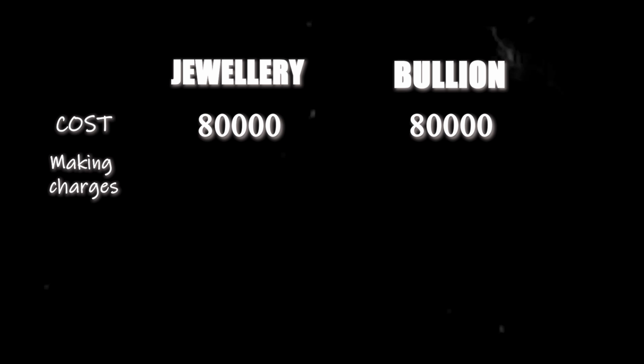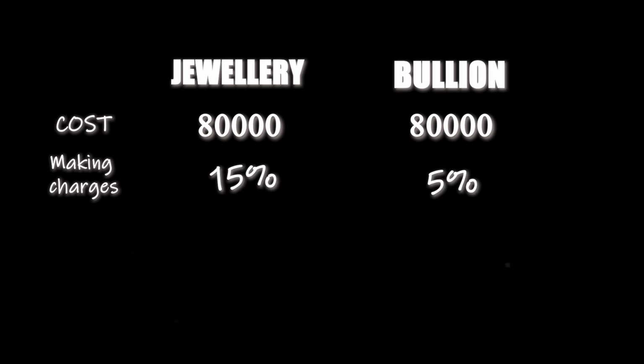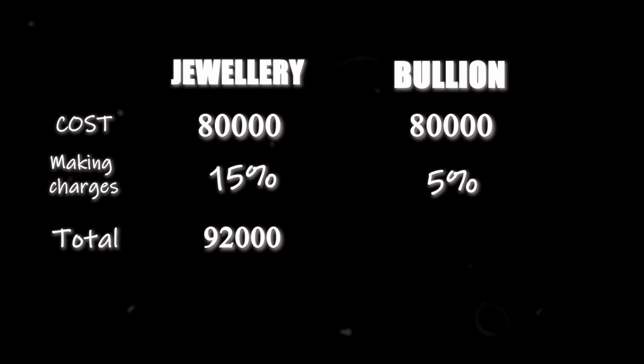For the cost, let's assume the cost of 10 grams of gold is 80,000 rupees. Now we're going to add making charges, which are approximately 10 to 25 percent for jewelry and 0 to 5% for bullions. So we assume 15 percent for the jewelry and 5% for the bullions. So the total would be around 92,000 for the jewelry, and for the bullions it will be around 84,000.